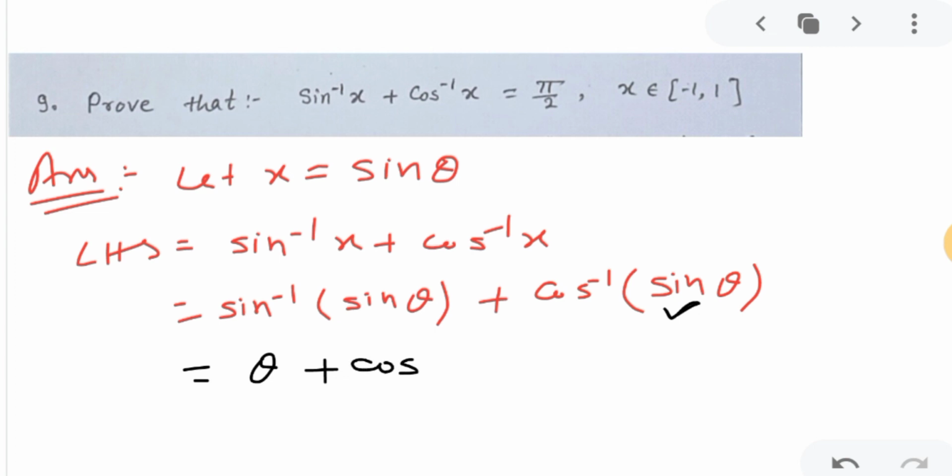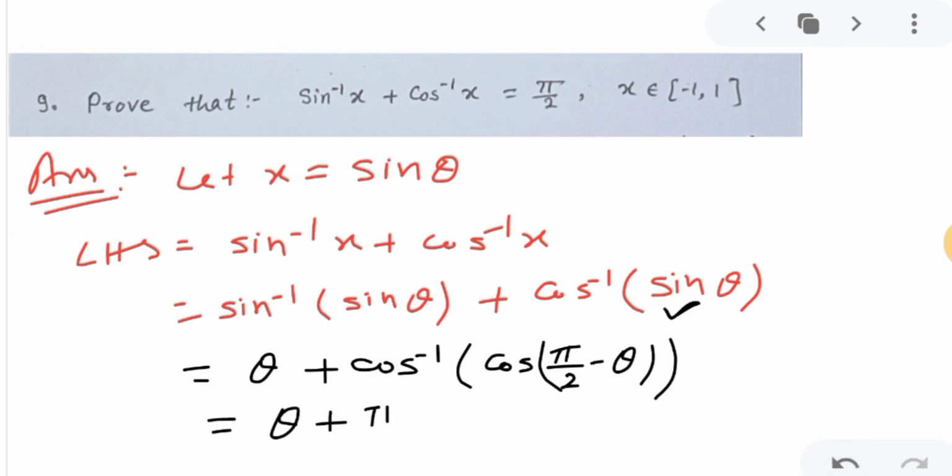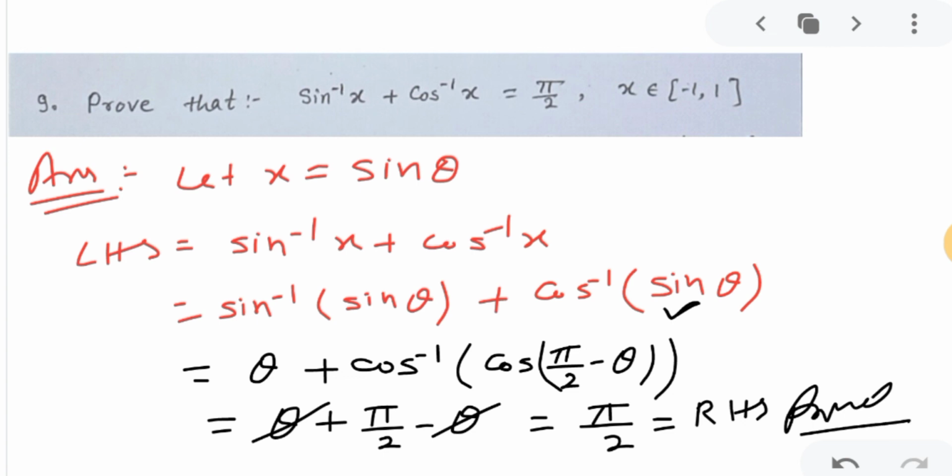How can I convert? I can write sin theta as cos of pi upon 2 minus theta. Cos 90 minus theta is sin theta, correct? So I can convert this sin theta into cos theta, cos 90 minus theta, cos pi upon 2 minus theta, correct? Now cos inverse cos will go, so pi upon 2 minus theta will remain. And now minus theta plus theta will cancel. So pi upon 2, and this is our RHS. Hence proved. Correct? So this was an easy question. The rest of the questions we will discuss in the next videos.